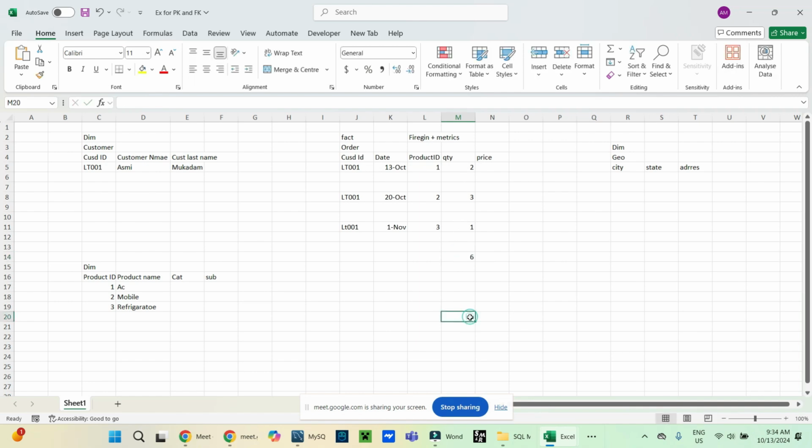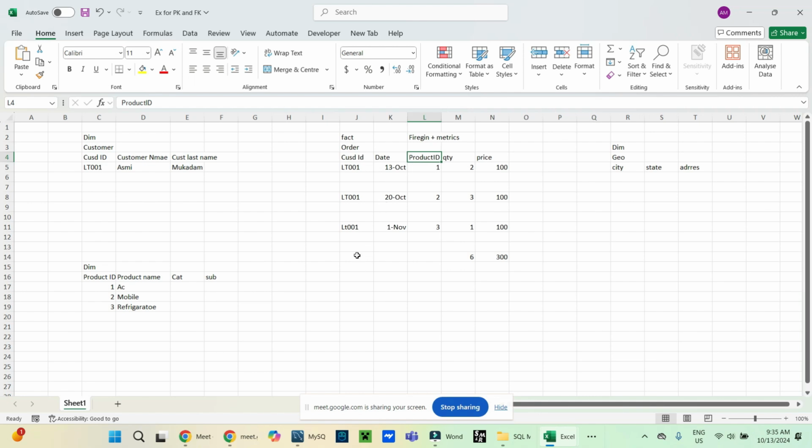Suppose the price mentioned for this is $100, this is 200, this is $100, and this is also $100. So quantity is 2, but the total sale is 100. If I want to see the sale for mine, it will be 300. In short, whatever calculation there will be, it will be present in a fact table. This is a fact table.